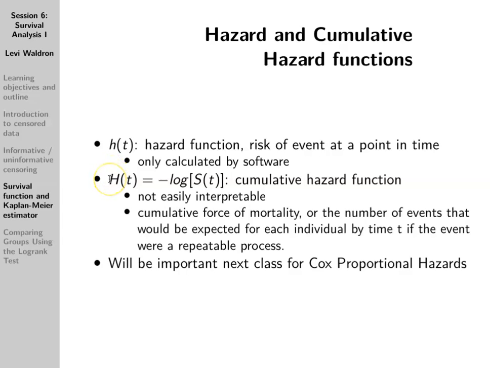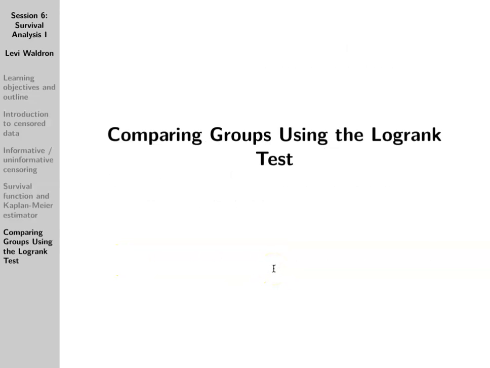And then this capital H is the cumulative hazard function, which is an integral of this little h. It's the cumulative hazard added up over time. This, I think, is not so important. It's the negative logarithm of the survival function, but not as easily interpreted. But it will be important, as I said, in the next class for Cox proportional hazards.